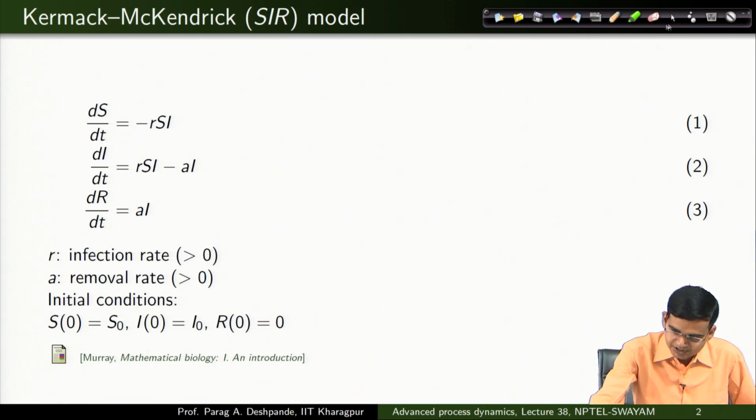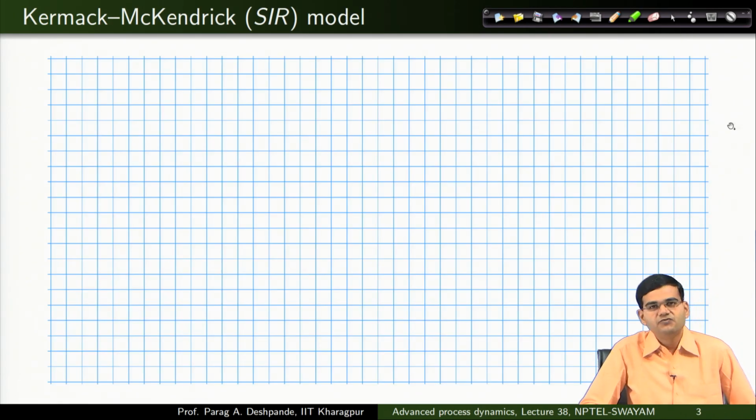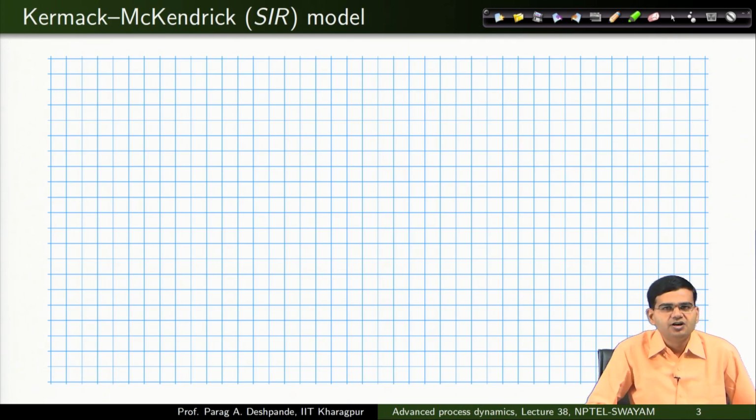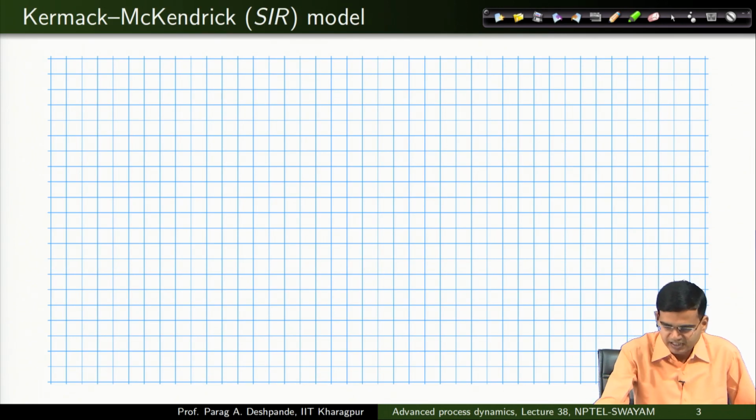In the last lecture, we had a look into the behavior of the SI or IS projection of our phase portrait, and we saw how we can use the a by r ratio and the initial susceptible population to make a prediction of whether or not the pandemic would prevail. Let us do a further analysis to see whether we can answer some more questions.